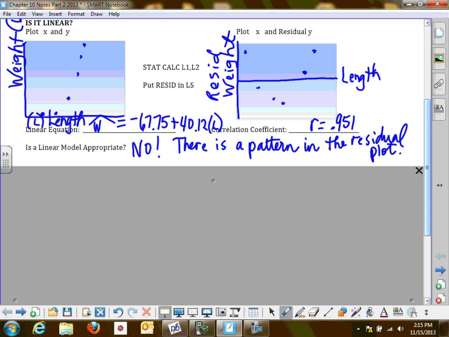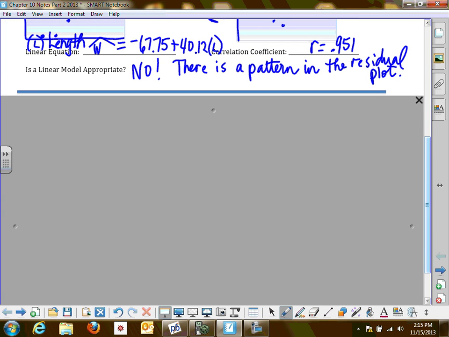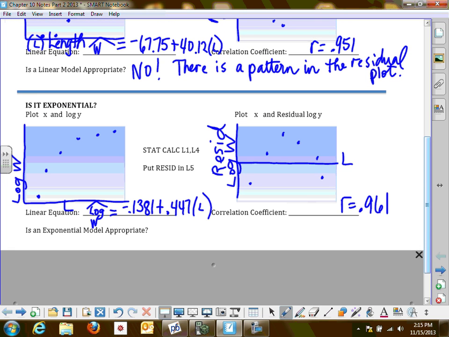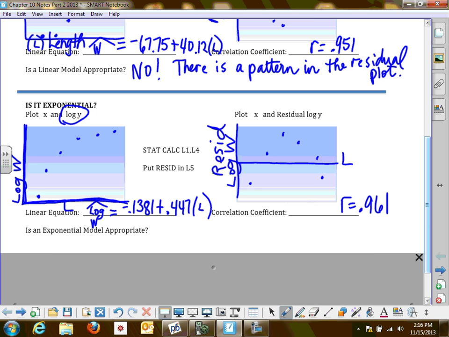So then we go to our next transformation that we know how to do, which is the exponential. That one is going to happen by keeping the x's still, your L1, but then condensing the y's and logging the y's. So we had that in our L4. When you get the picture, it looked almost inverted from the one before. So we ended up having resid log W. Here's what the residual plot looked like.